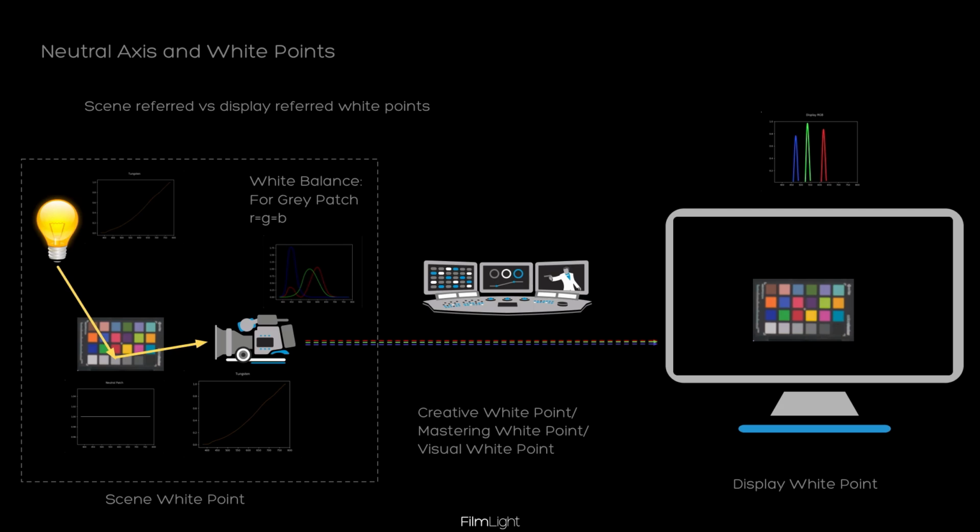Important is that after the white balance, the scene-referred values are identical for red, green and blue for the reference patch, no matter what the actual white point on set was. In our example, it was a tungsten light source with maybe 3000 Kelvin. The white point on set is essential for the white balancing operation, but once it is white balanced, we can forget about the actual white point on set. Now let's jump to the end of the pipeline and consider the display white point.